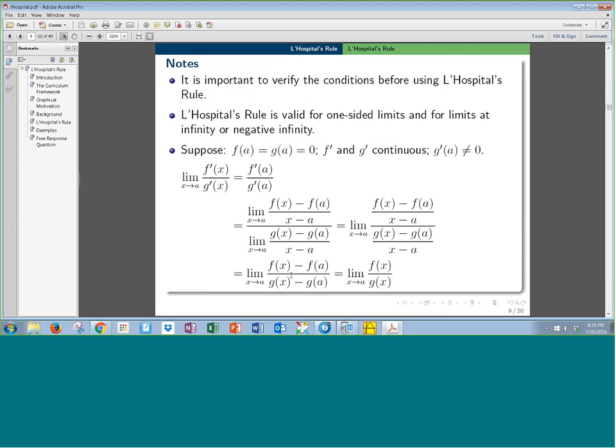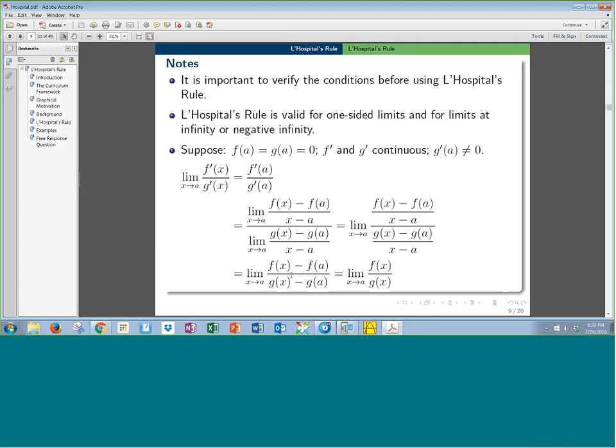And this third bulleted note on this page is a special case. I didn't want to put the word proof in there because I know that's a dirty word, but I wanted to take a look at this special case. Let's suppose that f of a and g of a is equal to 0. This kind of gets us back to that tale of two lines. And let's suppose that f prime and g prime are continuous and g prime of a is not equal to 0.